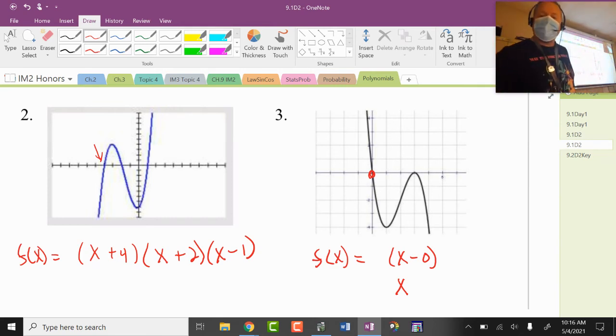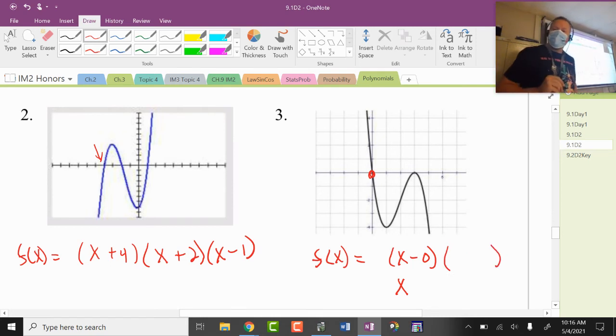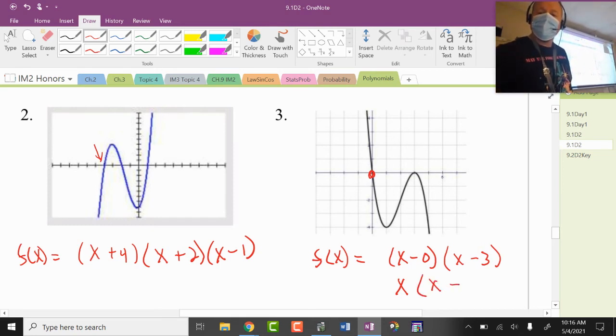All right, Evan, what's the other factor? So 1, 2, 3 is a 0. So what do I have? And then is there anything on that power-wise? What's the power on that? What's the multiplicity? It's a bouncer, so it's at least 2, 4, 6, 8.